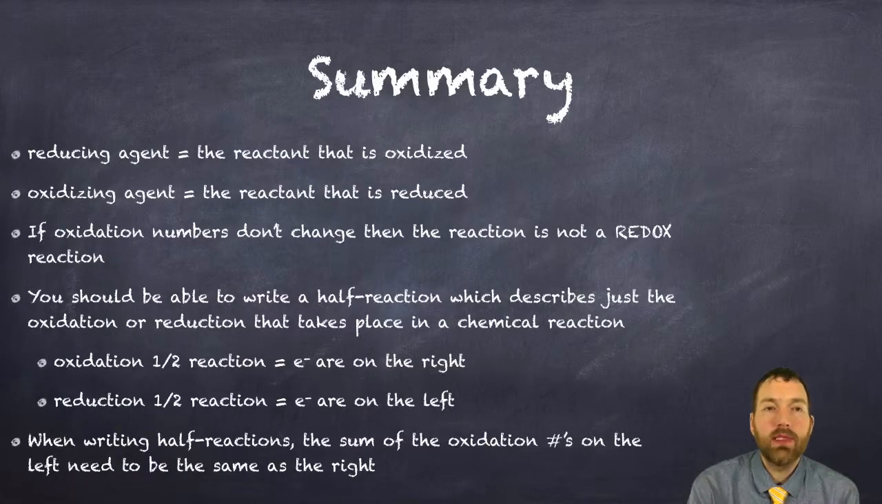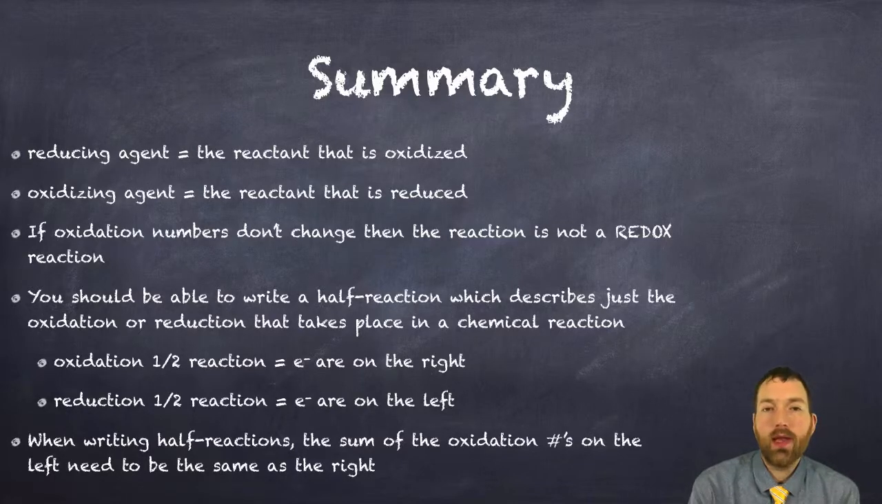Okay, so let's sum things up here. The reducing agent is the reactant in your redox reaction that was oxidized. So if you can identify who is oxidized, you should be able to easily identify who the reducing agent is. And it's the reverse for the oxidizing agent. The oxidizing agent is the reactant that was reduced. Remember, if oxidation numbers don't change, then the reaction is not a redox reaction. This is typically in double replacement reactions. All other types of reactions, barring a couple of rare examples, are redox reactions.